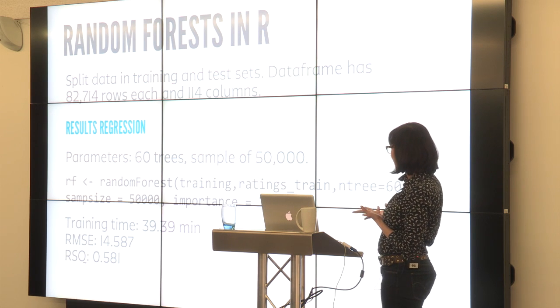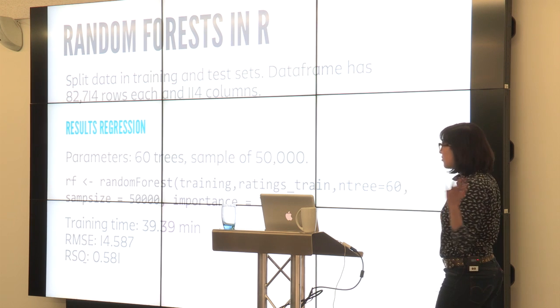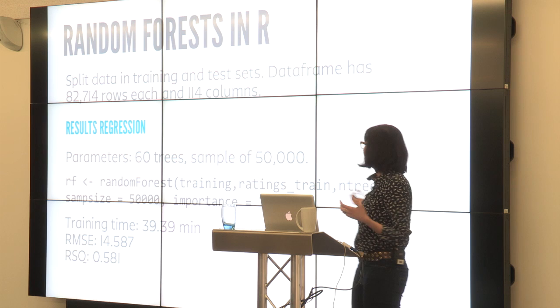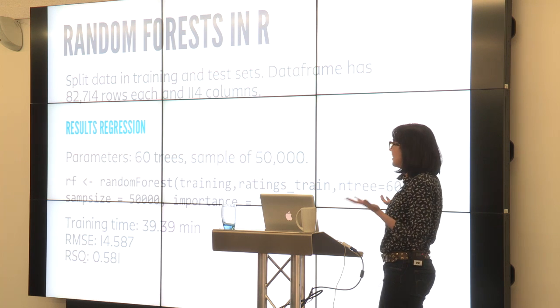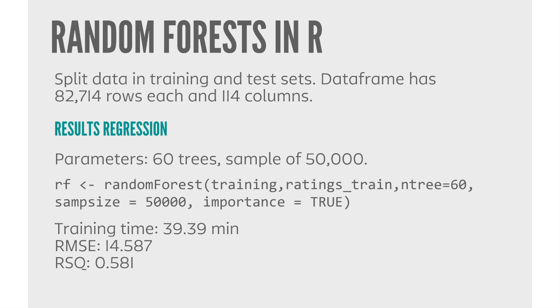So the results for the regression: this computer is rather slow, so I didn't want to use the default of 500 trees because it would take forever to run. This was just more to compare how it would work with Python and R. So I picked 60 trees. I tried 100, and I started at 10. And I used samples of 50,000, given that I had 82,000 rows. This is the standard call for randomForest. These are pretty much the parameters I gave the function.